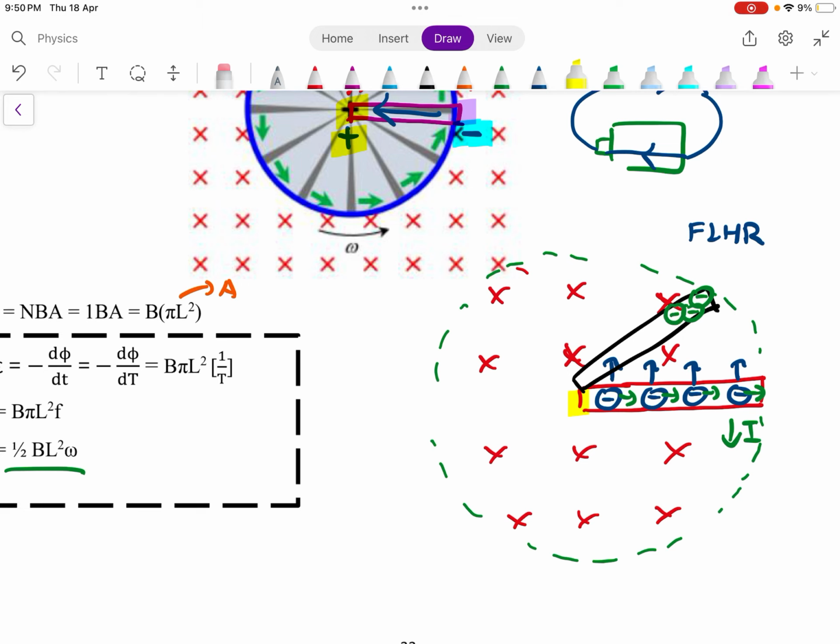So of course, this part will be negatively charged. Not negatively charged, it's negative potential. Then this part right here will be positively charged. Oh, sorry, positive potential, high potential. So that is how we can also use Fleming's left-hand rule to determine which part of it is actually high potential, which part of it is low potential.